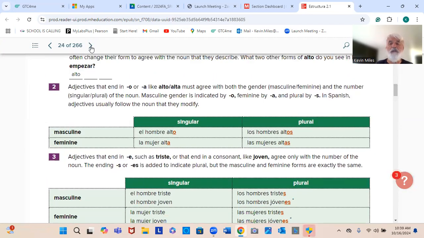If the person or thing you're referring to is masculine and singular, el hombre, it's el hombre alto. Alto would be the way you would say the tall man, el hombre alto. And notice in Spanish, generally adjectives follow the nouns they modify, they don't come before. You wouldn't say el alto hombre, you say el hombre alto. But notice the form of alto. It's alto. Okay, the next one.